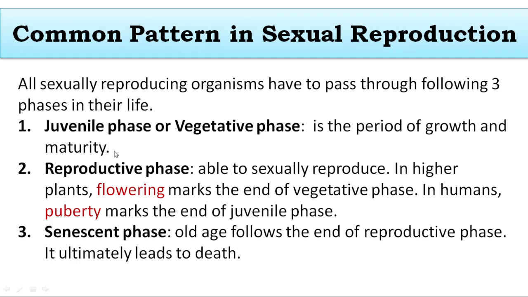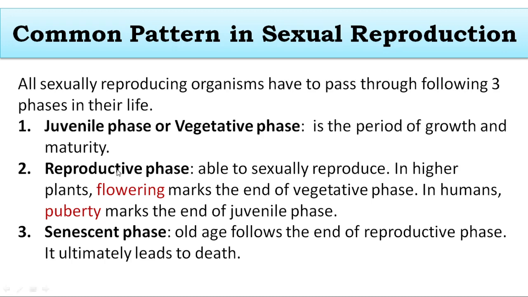For an organism to reproduce, first it needs to grow and attain sexual maturity, right? And that particular period from birth till it attains sexual maturity is called the juvenile phase. And then at the end of the juvenile phase, the organism enters the reproductive phase, right? So during the reproductive phase, the organism is able to reproduce through the sexual mode of reproduction.